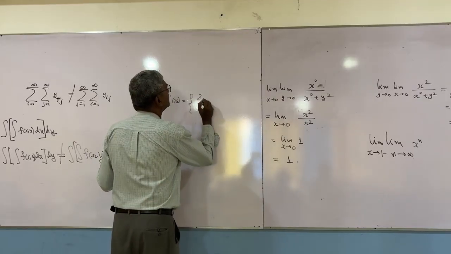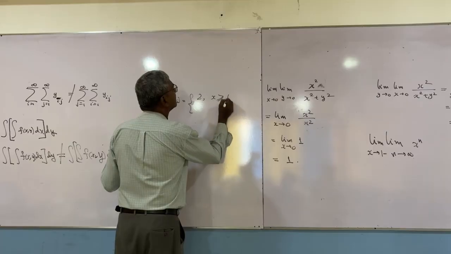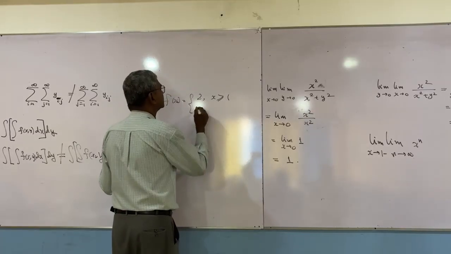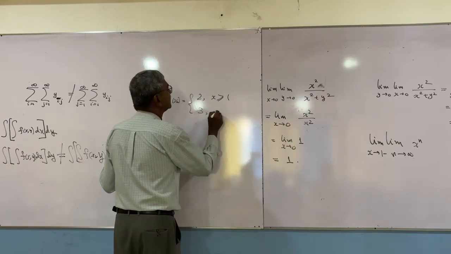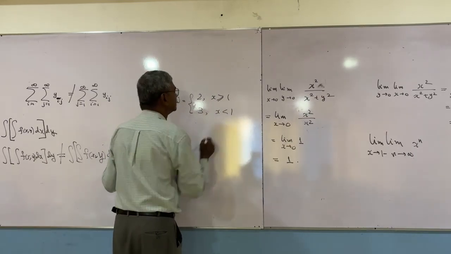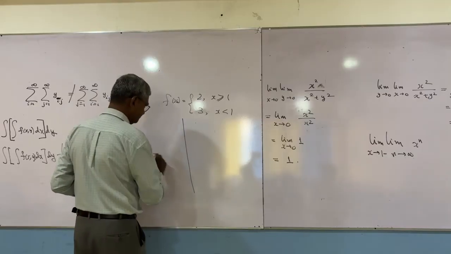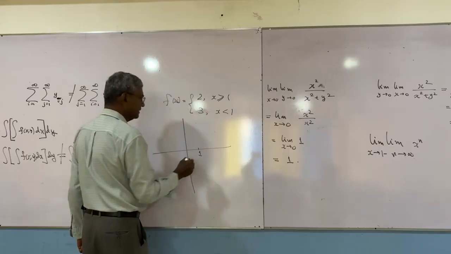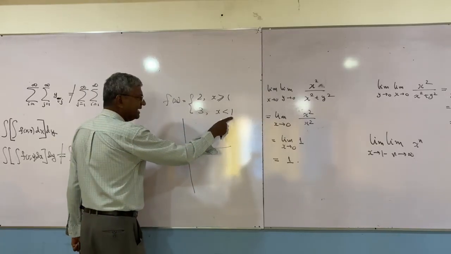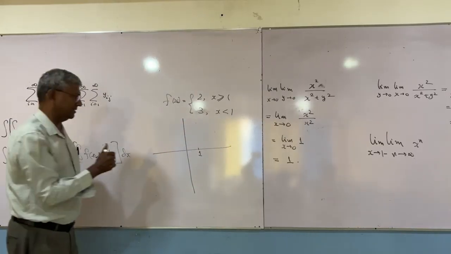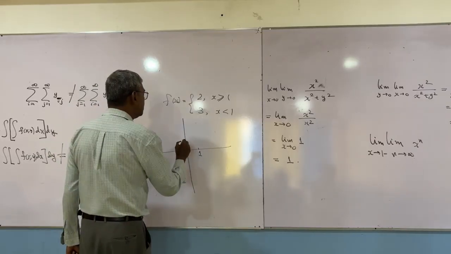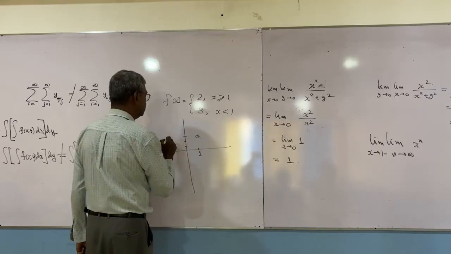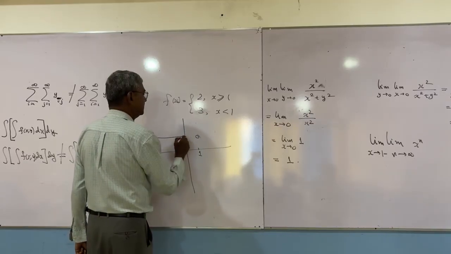Let's say f(x) is 2 for x greater than or equal to 1, and 3 for x less than 1. So let's draw the graph of this one. Here is 1. If x is less than 1, f(x) is 3. So then 1, 2, 3. You get an open bowl here. This is the graph.